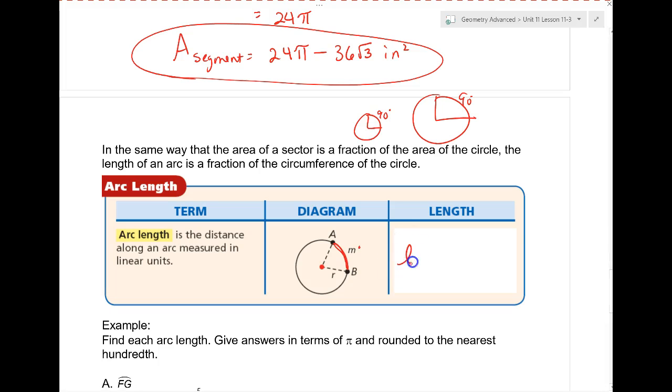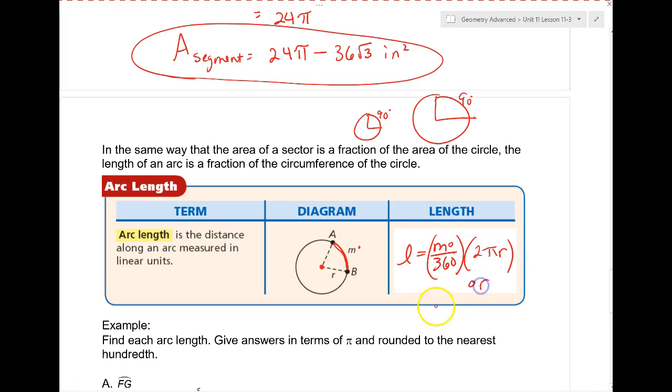So for the formula, I use a lowercase l. I think your book uses a capital L. I like mine better. At least l means length. And I don't like using capital L because LA is lateral area. But it's just the fraction of the circle, so m degrees over 360 times the circumference.